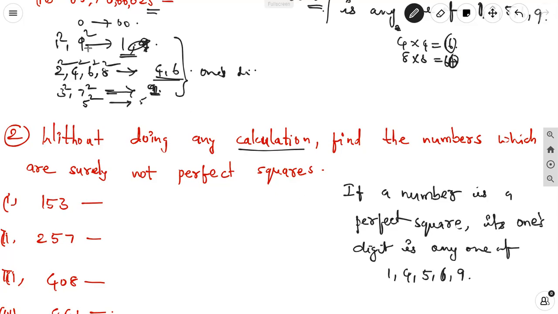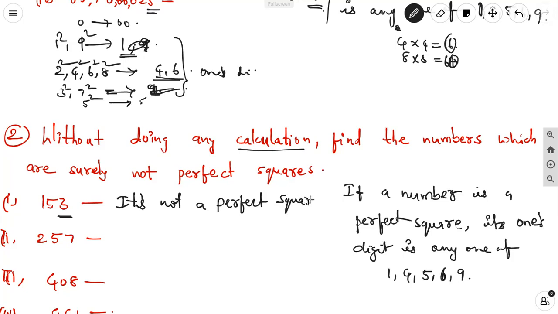Here, 1 squared and 9 squared both give 1. So 1, 4, 5, 6, 9. Why? Because 3 and 7 are not among these digits. So we can just check. In the units place, 3 is there. It is not equal to these ones digits, so it's not a perfect square.